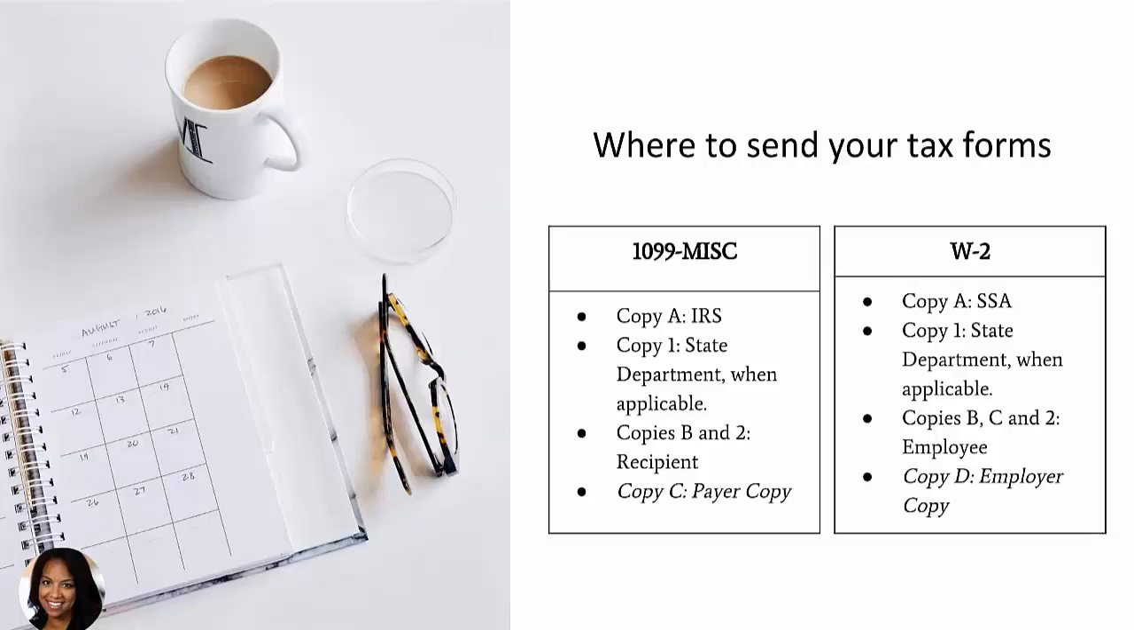So that's all of the different copies that are involved with the 1099 miscellaneous form. Similarly to the 1099s, we also have the W-2. When filing those W-2s, copy A will be filed and sent directly to the Social Security Administration, while copy 1 will go to the State Department, again, when applicable. And then when talking about the W-2s, you'll actually need copies B, C, and number 2 to go to the employee.